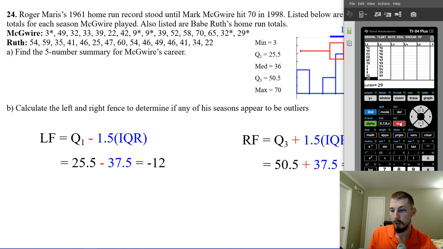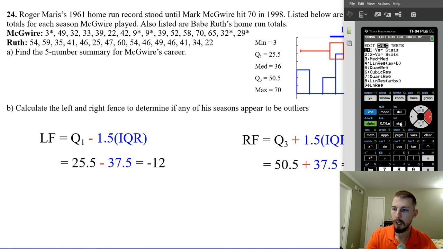So then I'm going to do Edit, Calculate, 1 variable stats, second 1 to do list 1, and then hit Calculate. And that's going to give me the mean and standard deviation, but I really want the 5-number summary, so I'm going to get that from the last 5 here, which is 3, 25.5, 36. Anyway, you can read it. It's also on the screen there.